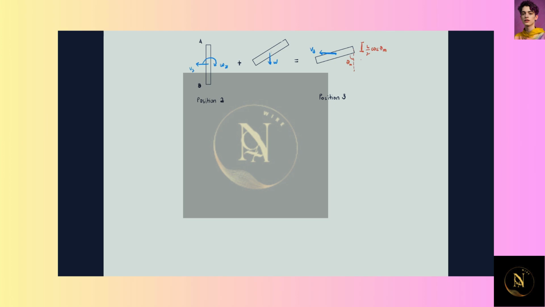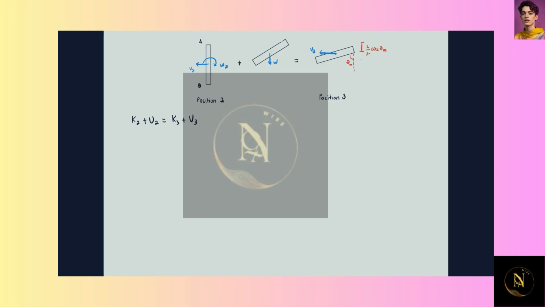Our reference point is point A. So the equation would be: kinetic energy 2 plus potential energy 2 equals kinetic energy 3 plus potential energy 3.